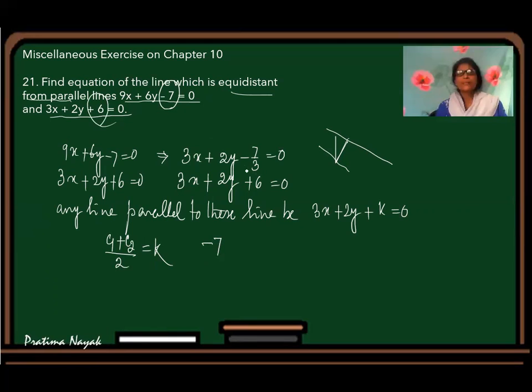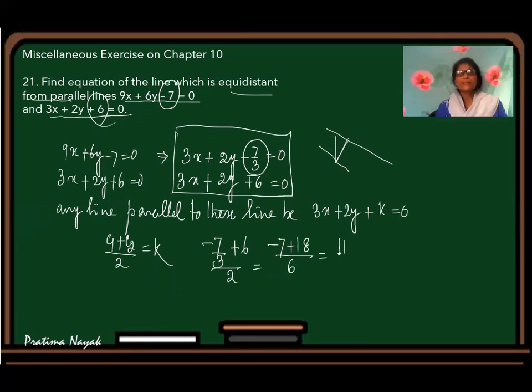Not minus 7. C1 is minus 7 by 3, because we converted it into standard form. So minus 7 by 3 plus 6, all by 2. How much will it be? (Minus 7 plus 18) by 3, by 2, that is 11 by 6. So in place of k, I'll put 11 by 6. So it will be 3x plus 2y plus 11 by 6 is 0. And in general form, it will be 18x plus 12y plus 11 is 0.